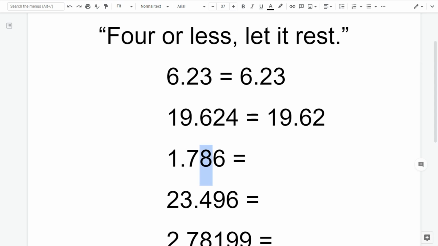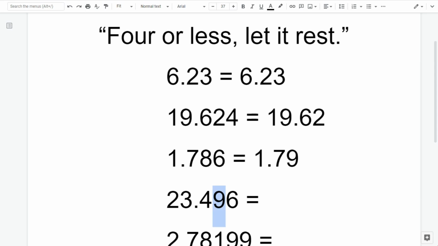Next example, 1.786. The 8 is in the hundredths place, so we look at the digit right after it, right over here, the 6. Now, 6 is 5 or above. That means we need to give this 8 a shove. We're going to increase it by 1. That would make it into 1.79.